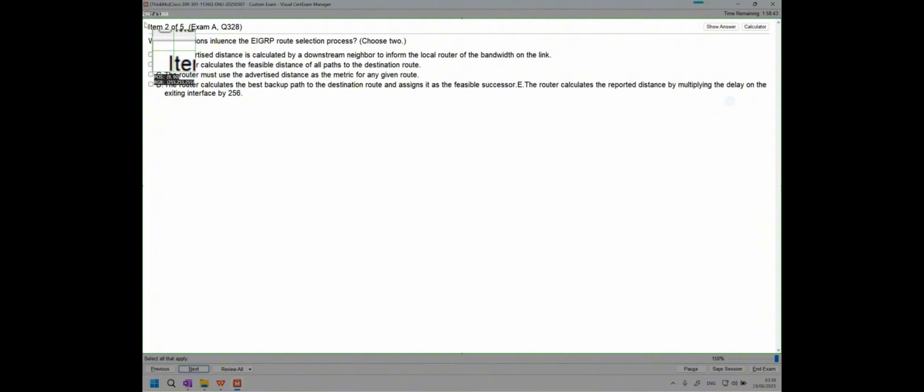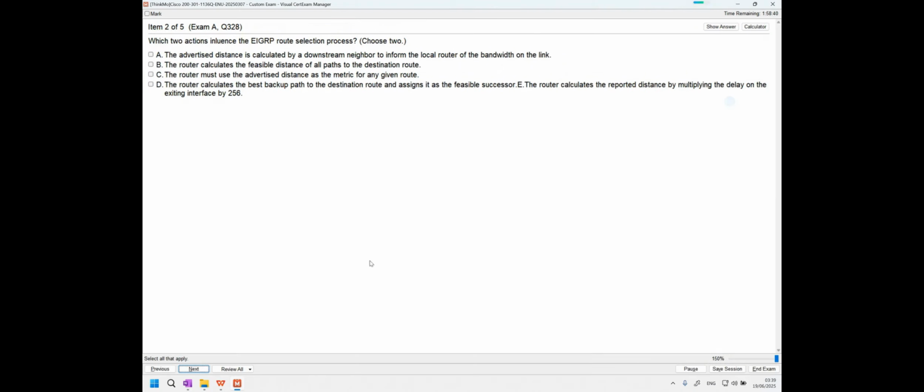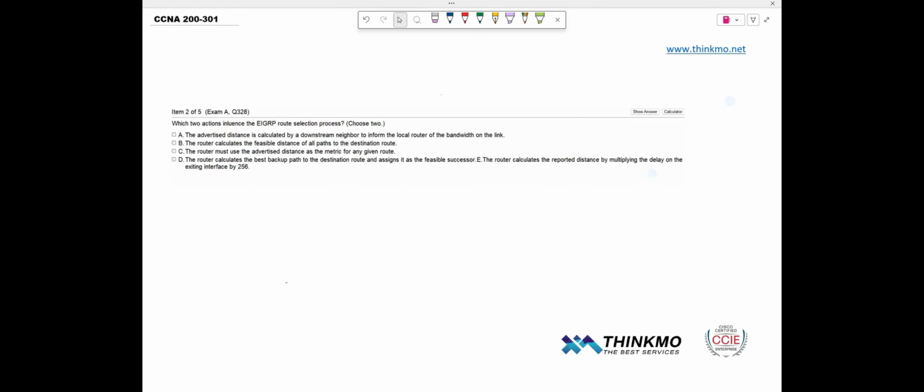Alright, the second question. The second question asks, which two of the following operations will affect EIGRP's route selection process? Now, regarding EIGRP's route selection process, when it calculates the route to a destination, it refers to a value for all paths called the feasible distance. When the router calculates the best backup path to the destination route, it will also refer to this best backup path. And also, it designates a feasible successor router.